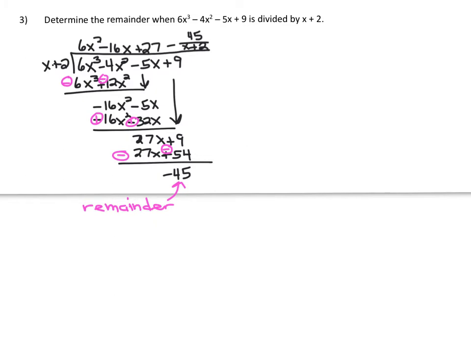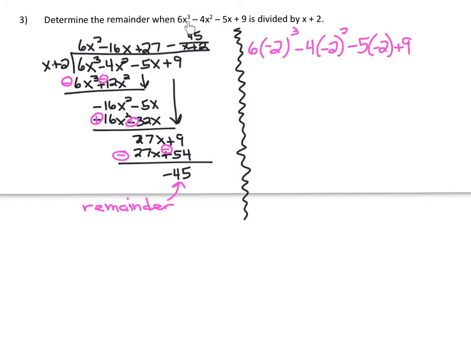Let me show you. Okay, so what I did was I took this expression, and wherever I saw an x, I just substituted it with a negative 2. And all you're doing is, if this says x plus 2, the 0 that would correspond with a factor of x plus 2 would be x equals negative 2. Remember, you change the sign?